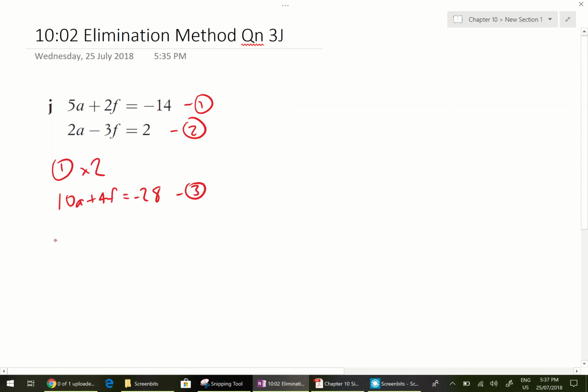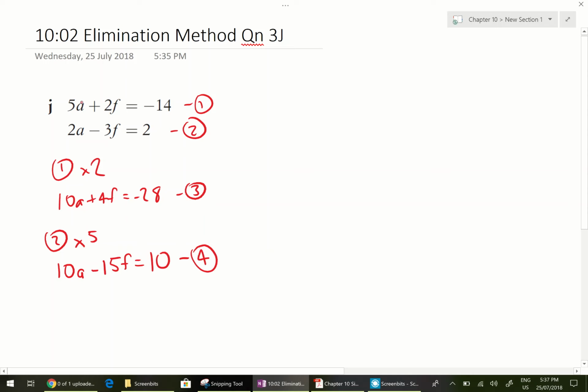I'm going to take equation 2 and I'm going to times it by 5, because that will also turn that front term into 10a. So that will give us 10a minus 15f equaling 10. So I have two new equations now. That's equation 4.